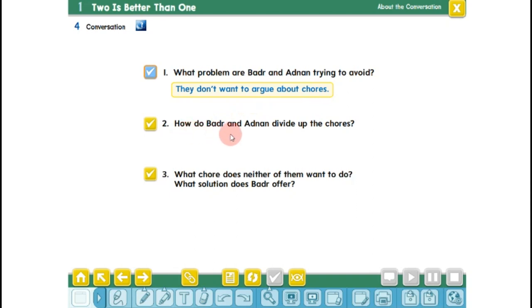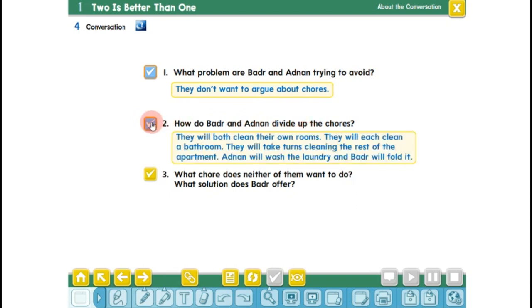Question number two: how do Badr and Adnan divide up the chores? كيف قسم عدنان وبدر الأعمال المنزلية؟ The answer is they will both clean their own rooms. كل واحد ينظف غرفته. They will each clean a bathroom. كل واحد ينظف حمام. They will take turns cleaning the rest of the apartment. هيتناوب الأدوار في تنظيف باقي الشقة. Adnan will wash the laundry and Badr will fold it. عدنان هيغسل وبدر هيرتب الغسيل.